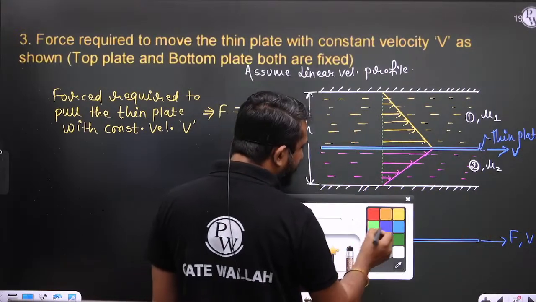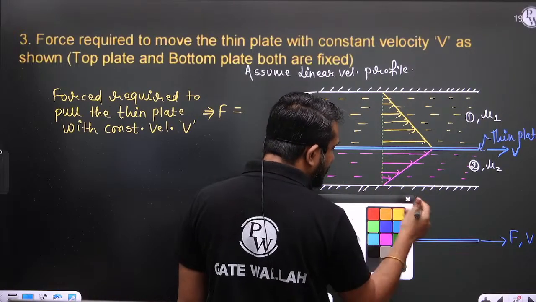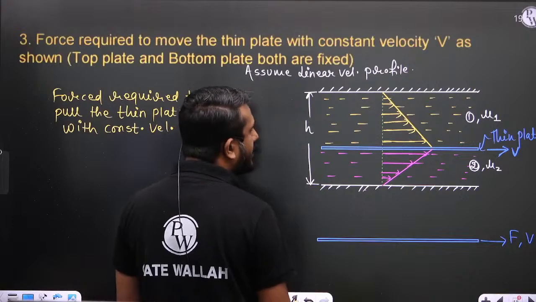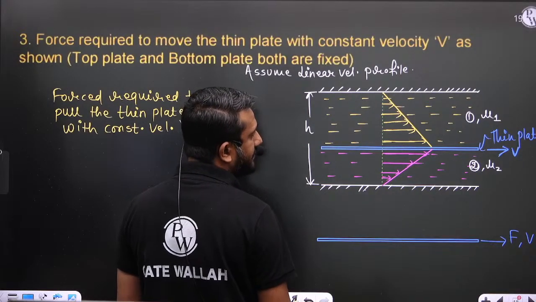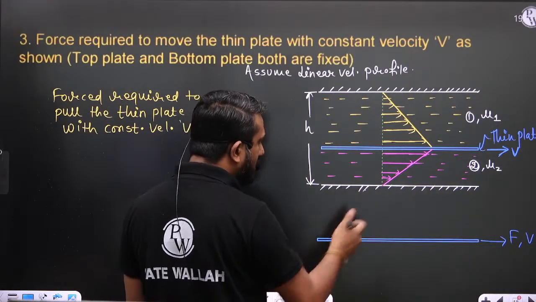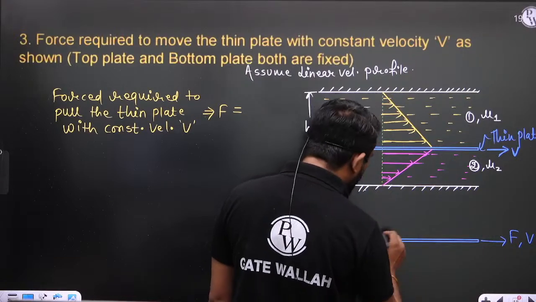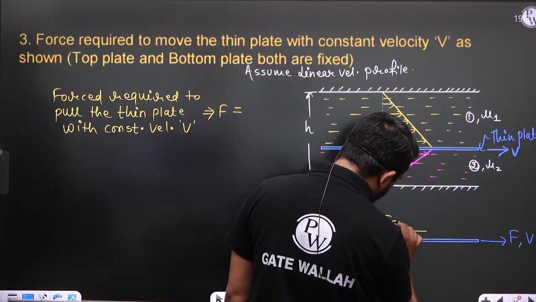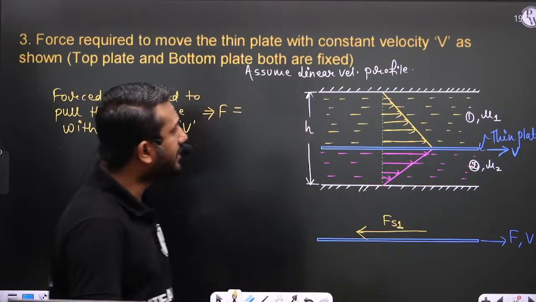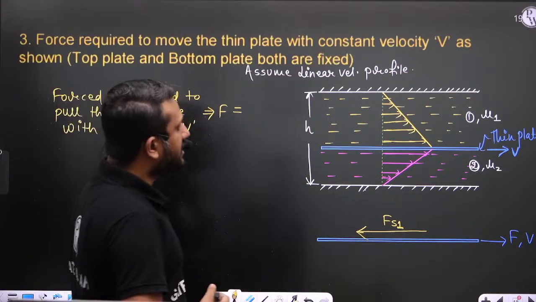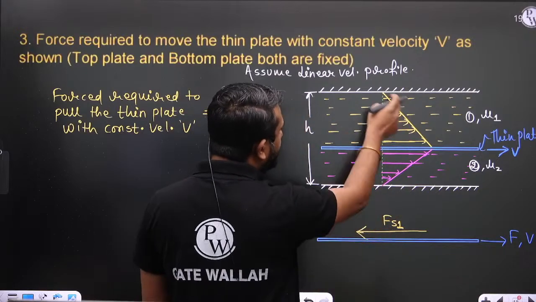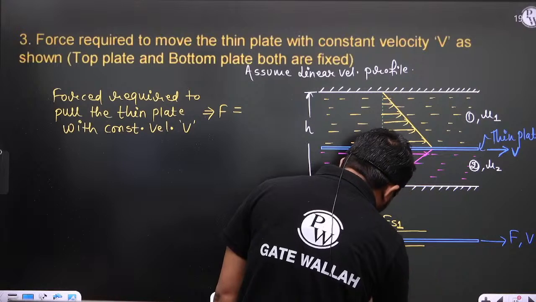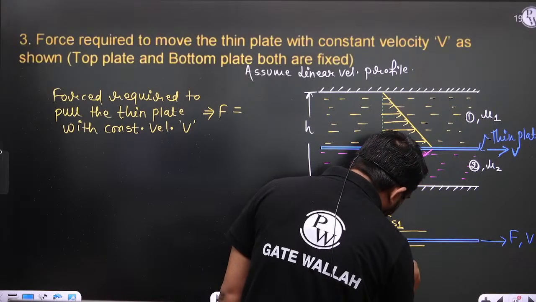So, what is the direction of shear force, or the direction of resistance force, on this plate? The plate is moving in the positive x direction. So this is the shear force applied by layer number 1, or you can say the shear force applied by liquid number 1, and this is the shear force applied by liquid number 2.